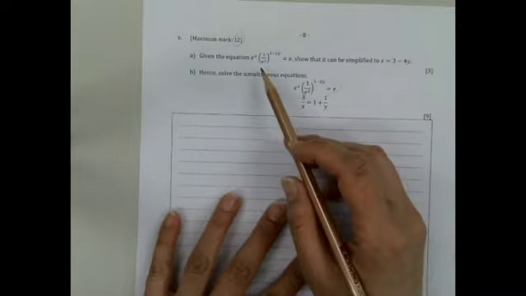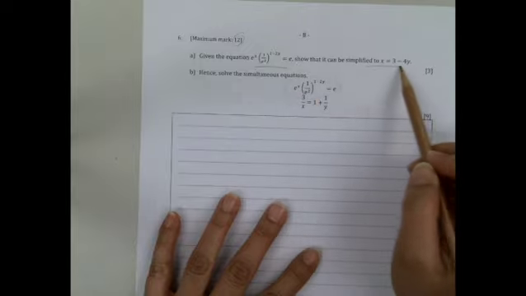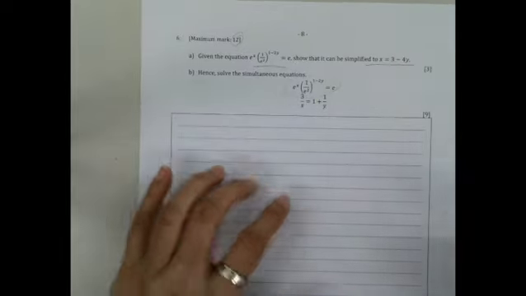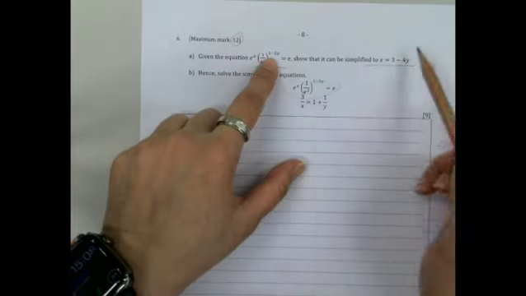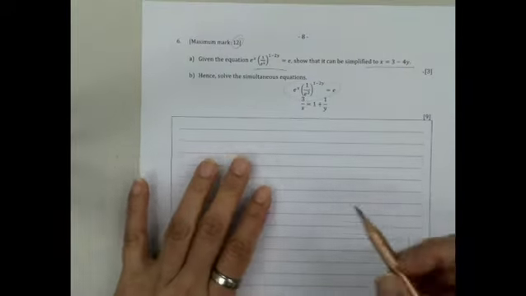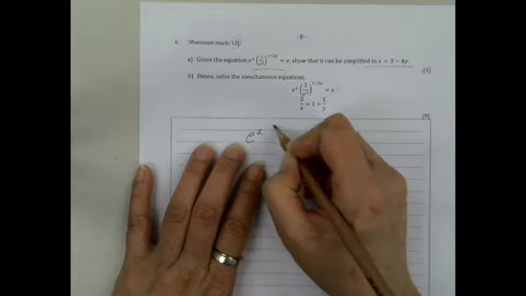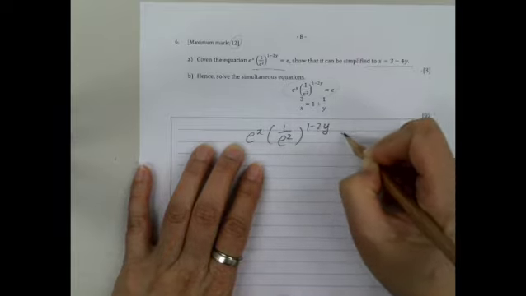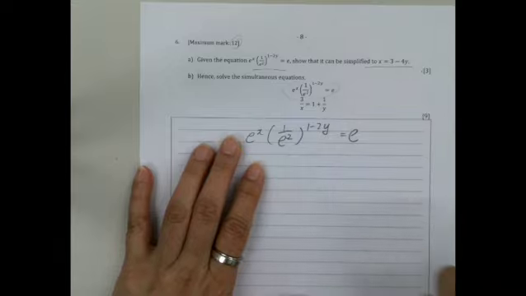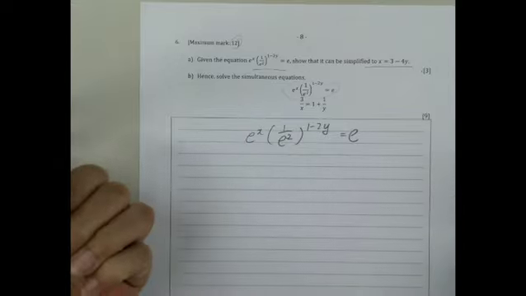So first of all, given this, show this. So what you need to do is rearrange this to become this one. Because it's showing the whole equation, you can work on each side. So let's do it. x to the 1 over e squared, 1 minus 2y equals e. All you need to do is change everything to the same base.